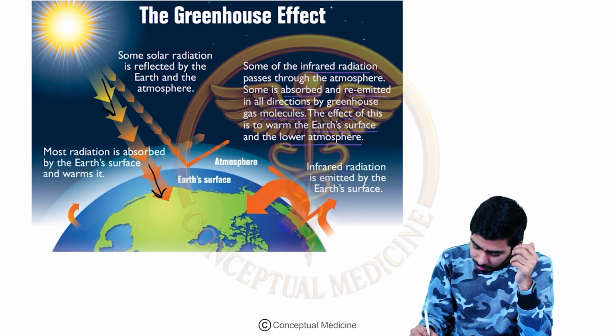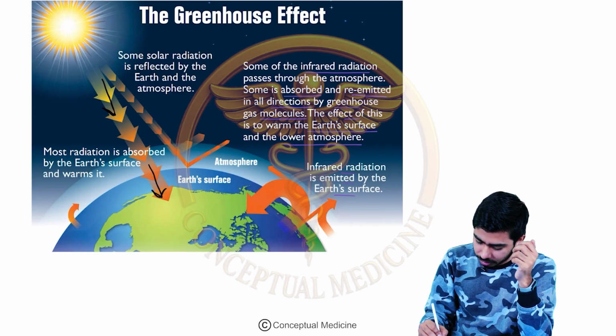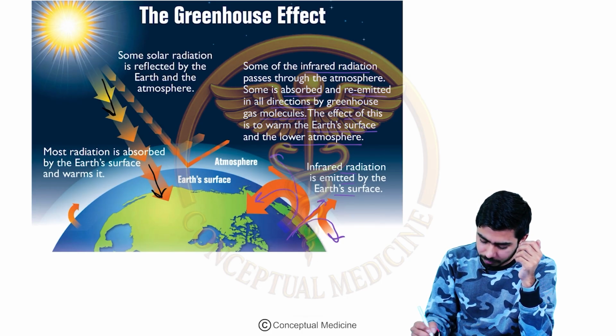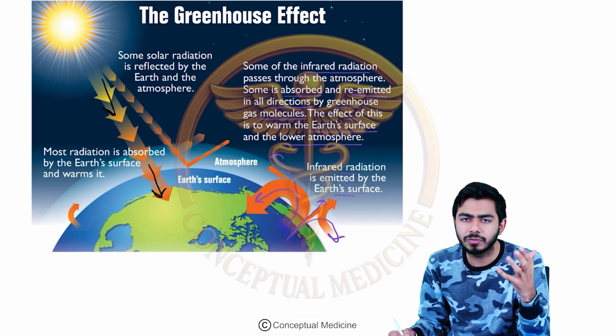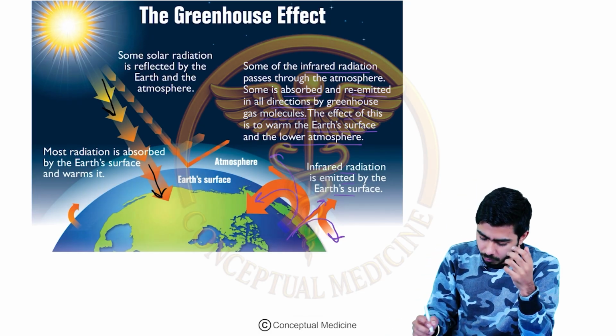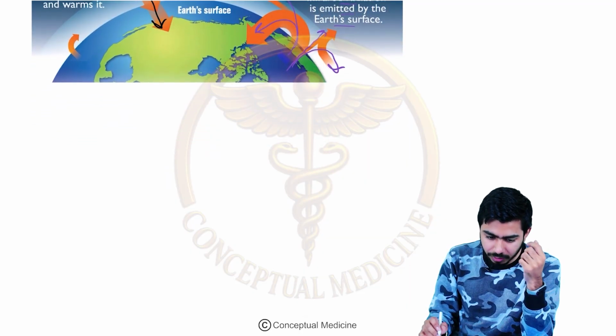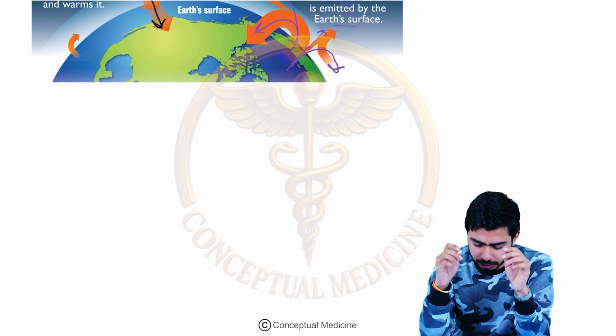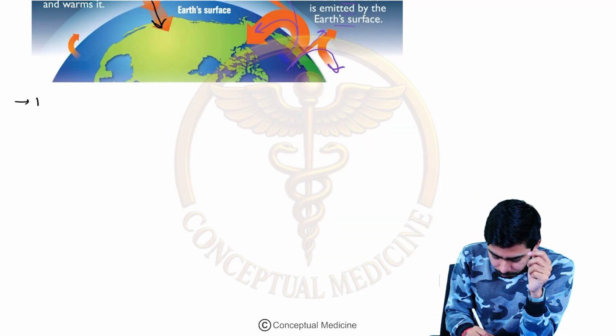So basically infrared radiation is emitted by the earth's surface here. Some of it will be going out, but some of it will be scattered here and there in all the directions. This is because of the greenhouse gases. Now what are the greenhouse gases we are available with? That is also the question. So the most important natural greenhouse gases I'm going to talk about right now.